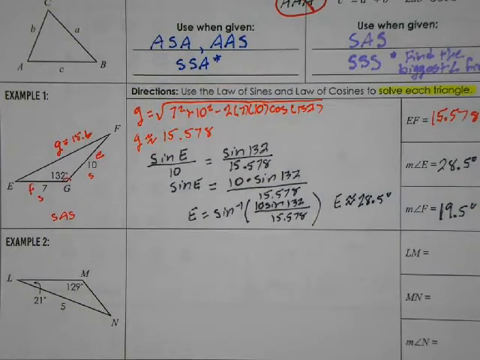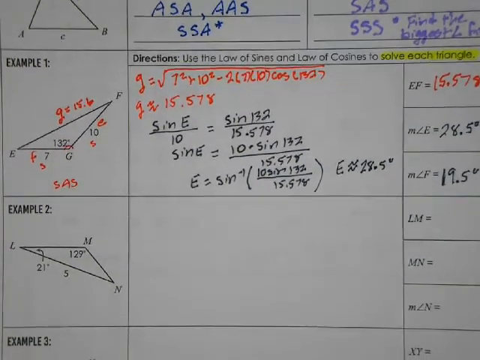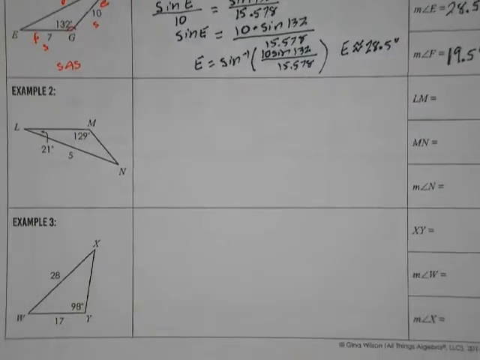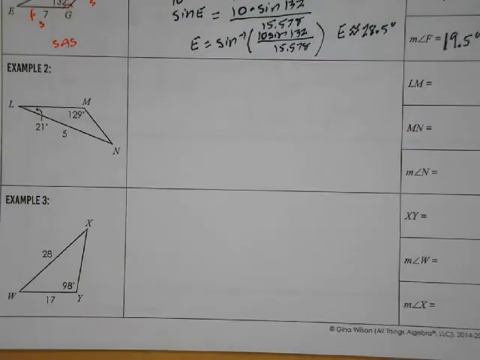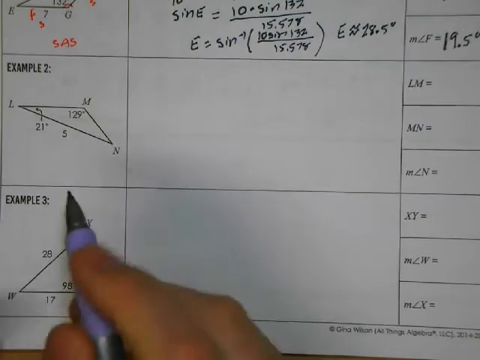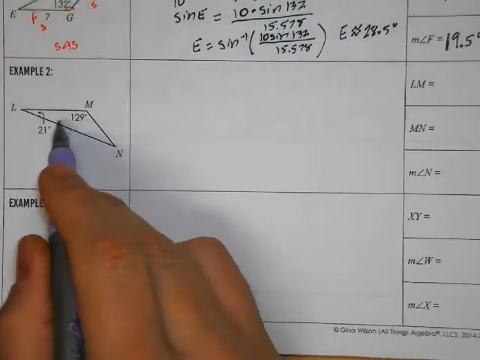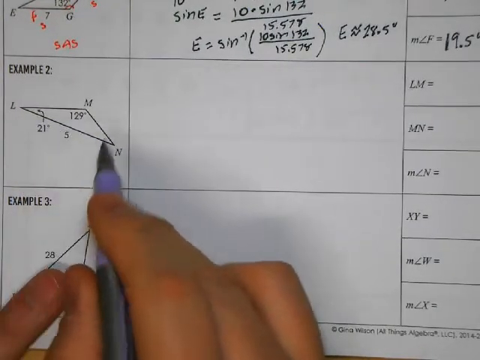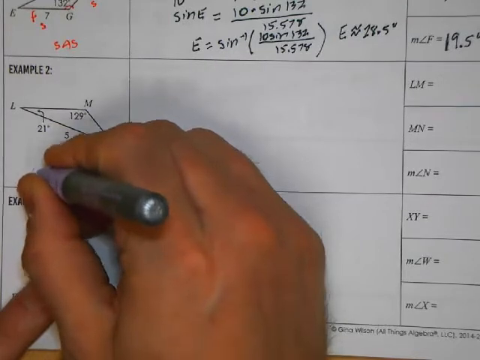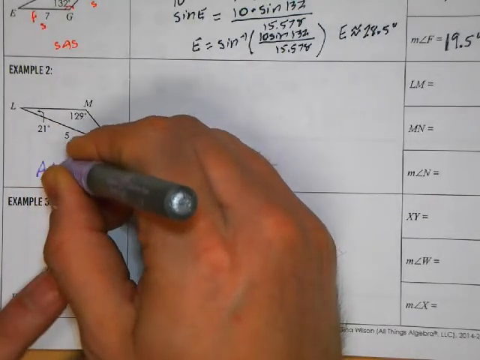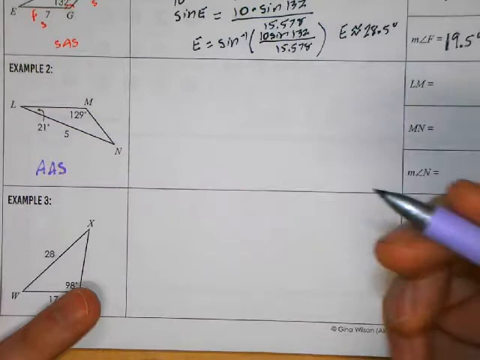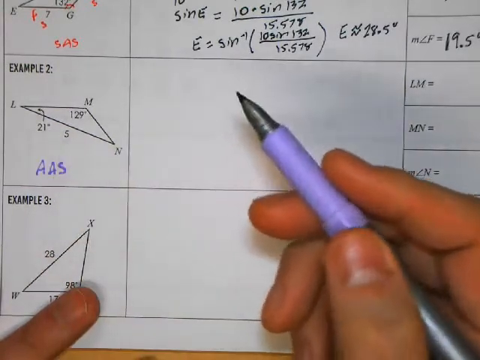So let's take a look at the second example, and I'll see if you guys can do the third one on your own. So we'll go ahead and put them here so we can see them. What we're looking at here, they're giving us an angle and a side that's not in between the two angles. So here they're giving us an angle, side. So clearly we can use angle, side with the law of sines.